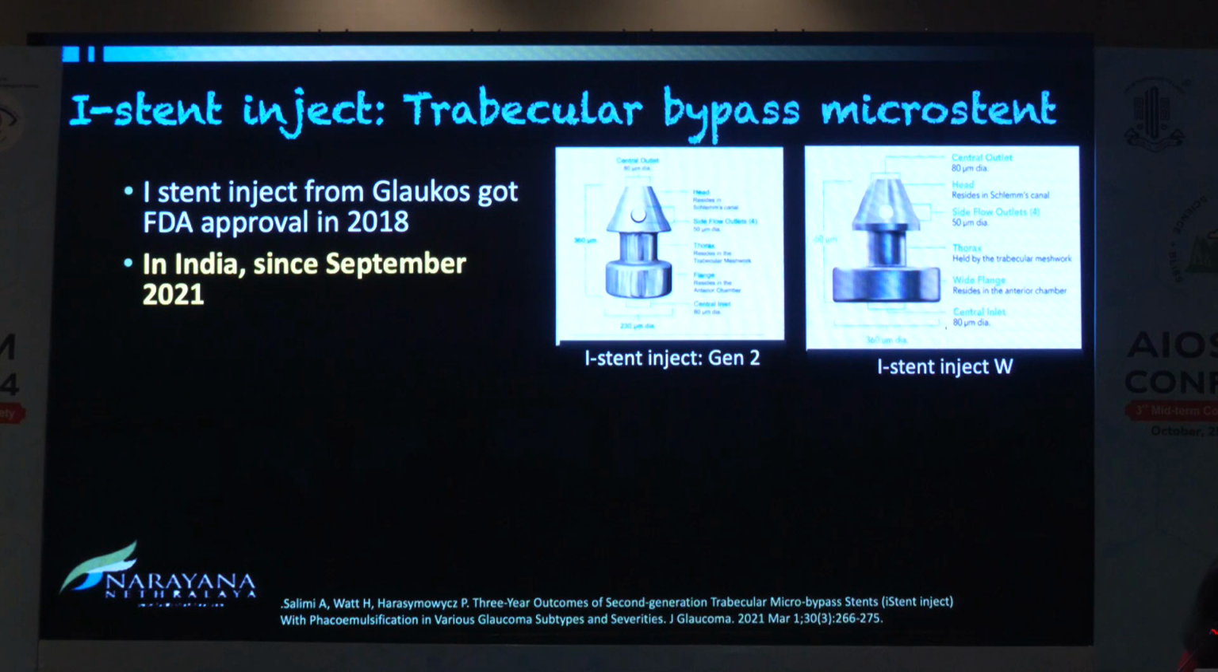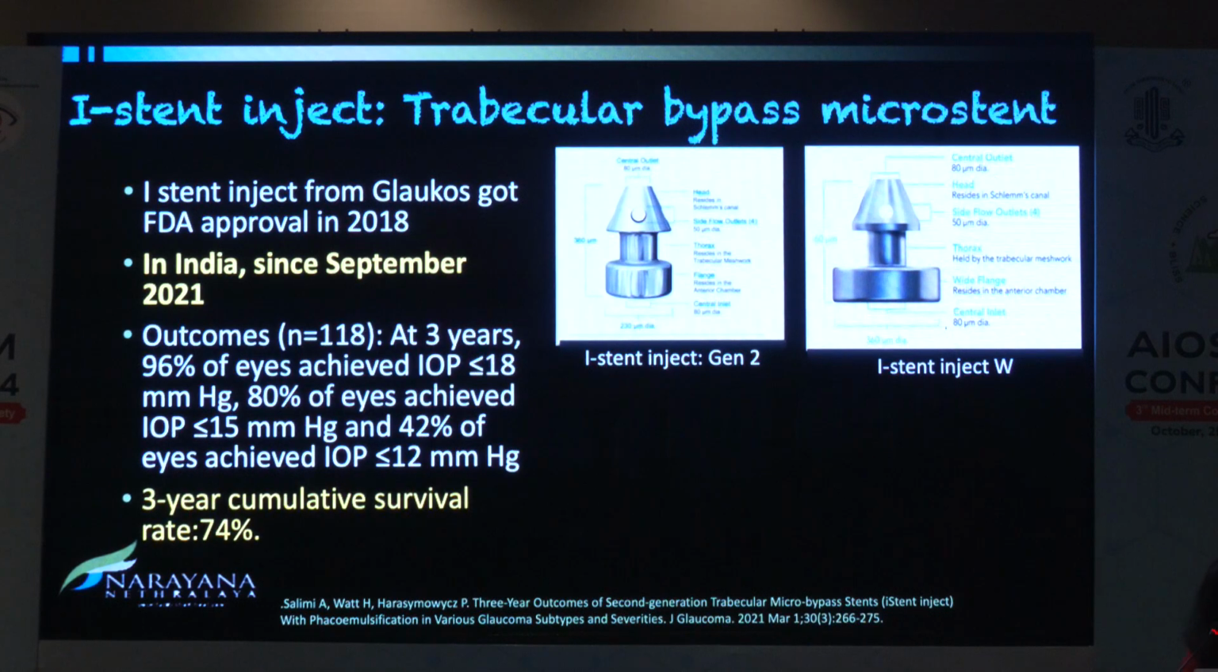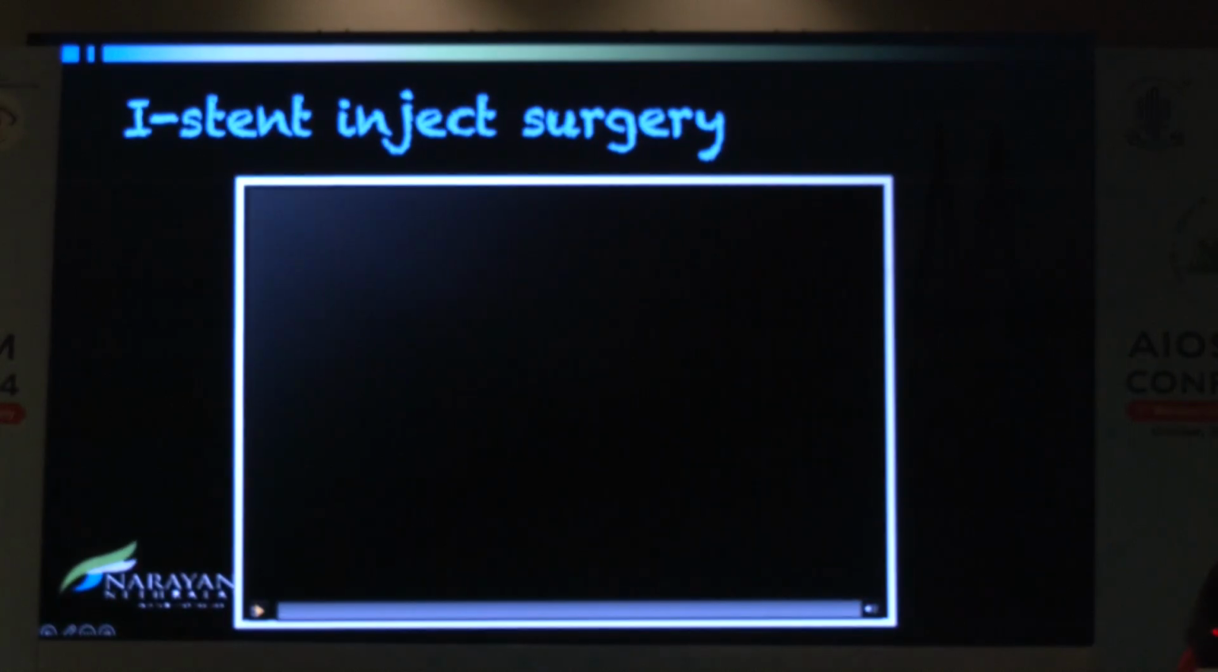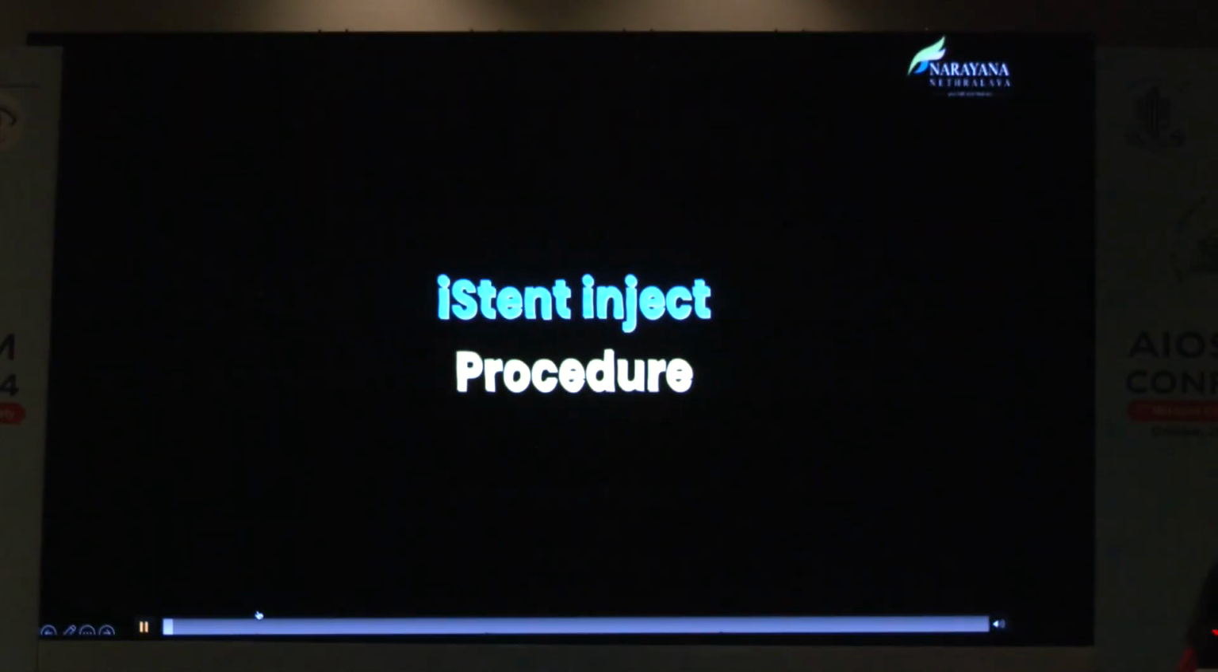Talking about iStent inject, this is the smallest implant that we have that can be put in the human body, and it's a titanium implant. The outcomes have been reported to be more than 80%, with good cumulative survival of say 74%. Now these implants can be done along with cataract surgery in mild to moderate glaucoma. I'll just take you through the technique.